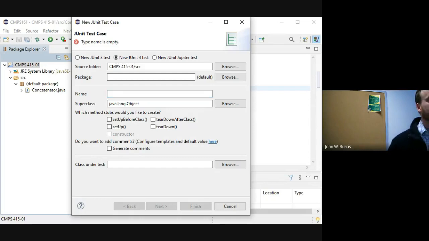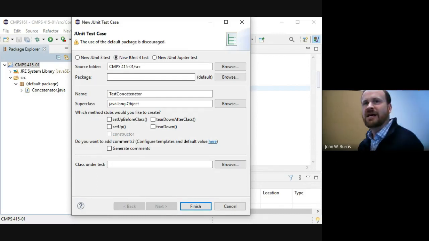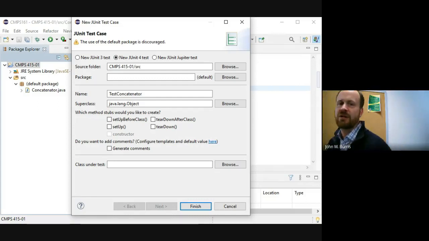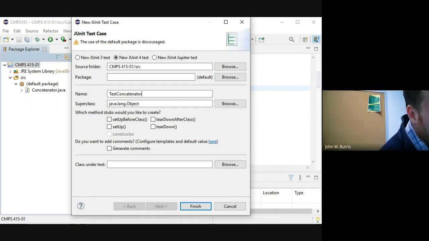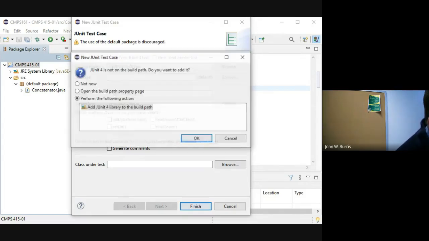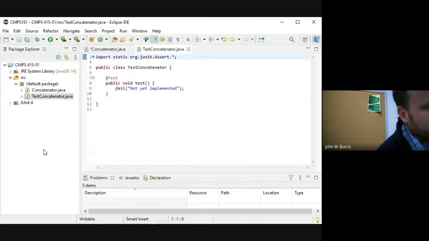And I'm going to put in a new name. The way that we write them is we always start with the word Test with a capital T, because classes are in capital camel case, right? The rules say it starts with a capital letter. And I'm going to do TestConcatenator, all right? That's our naming convention that we're going to use. We're not going to do anything else. We're just going to hit finish. Yes, we're going to add the JUnit library to our build path.